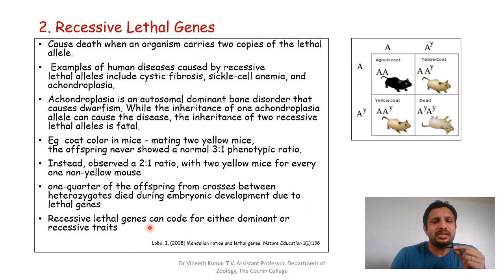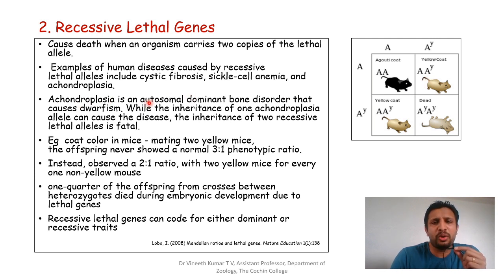Recessive lethal genes can also code for either a dominant or a recessive trait. So this is another point to be noted in recessive lethal genes. What I explained here, the coat color in mice, as we discussed earlier, is a recessive lethal gene that codes for a trait which is dominant. This particular trait is being expressed in all these three, even in the dead mice, and this gene is the one which is causing lethality. As a result, you call this one a dominant gene.